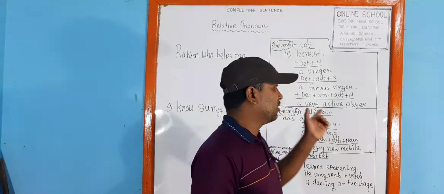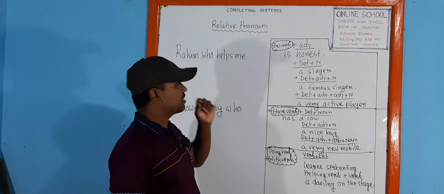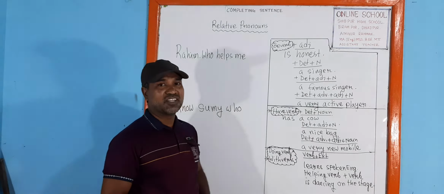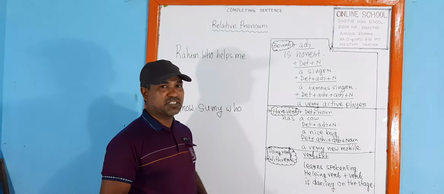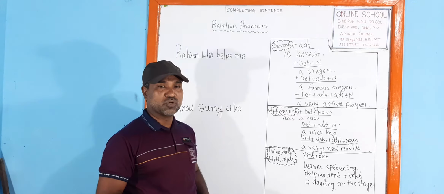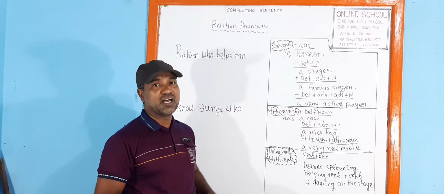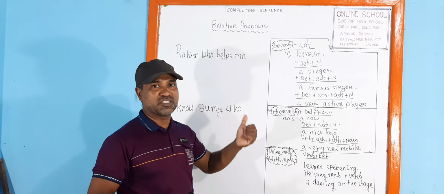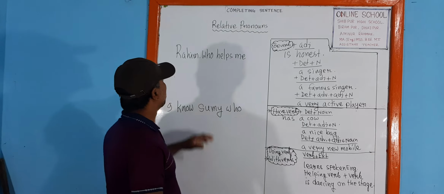Okay, please look at the board. Today I want to discuss with you some use of related pronouns. You know that there are so many related pronouns in English. These are basically who, whom, whose, that, what. I want to gradually discuss with you how you can make so many sentences using these related pronouns. Okay, please look at this.